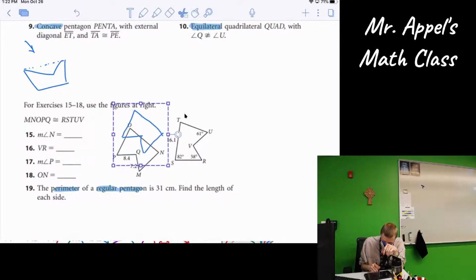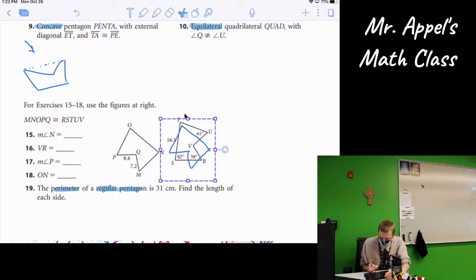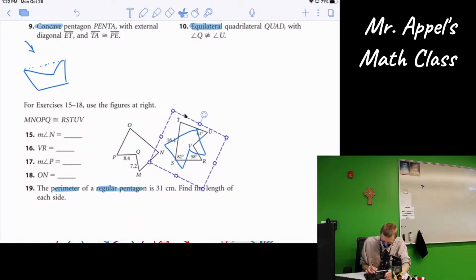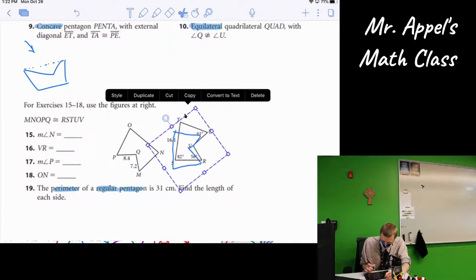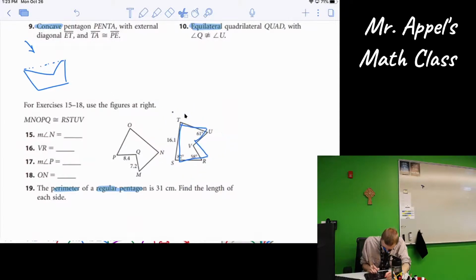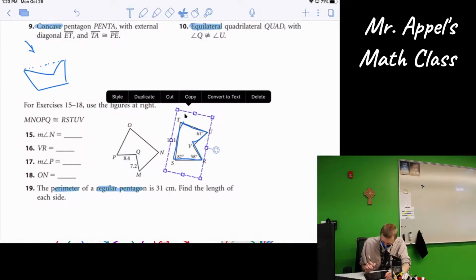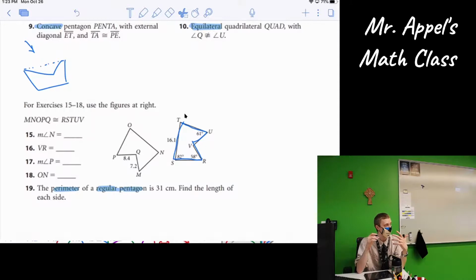I could take this shape, move it over on top of this one, and just from rotating it around, like matching puzzle pieces, it could fit, at least it should fit, right on top of the other one. And everything will correspond as such, okay? So you need to look and see which angle corresponds with which angle, which side corresponds with which side.